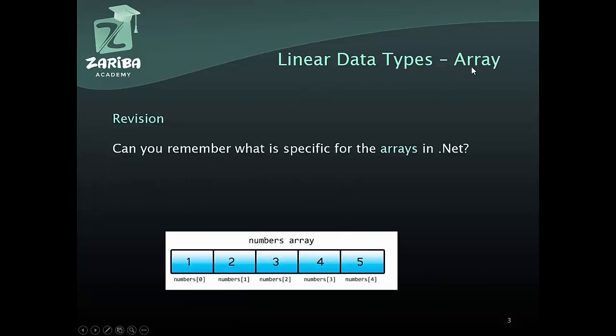So linear data types. We have the array. Can you remember what is specific for the arrays in .NET? So let's first start with probably one of the things that I first said in the lecture about arrays. So why is the array as a data structure different from, let's say, integers or floats, and so on? So no strings, just like integers, floats, characters. What's different in the array from the others?